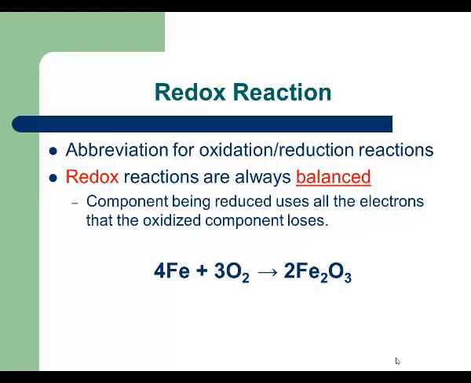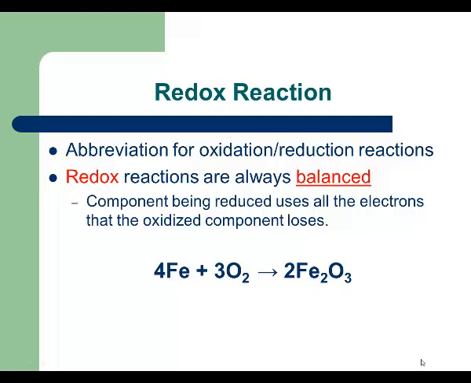In this reaction, iron will lose its electrons and will be oxidized. Oxygen will gain those electrons and will be reduced. As I said, redox reactions are always balanced. If you look at this reaction, we have 4 atoms of iron on the left side of the reaction and the same number, 4 atoms of iron, on the right side. We have 6 atoms of oxygen on the left side and the same number, 6 oxygen atoms, on the right side of this reaction.